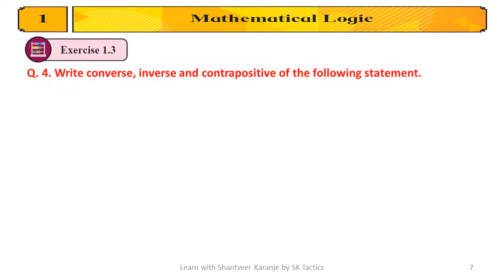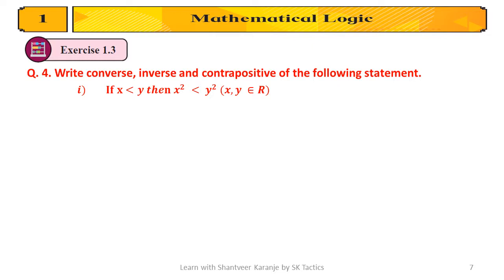Now exercise 1.3 and its question number 4 is on converse, inverse and contrapositive of statements. Write converse, inverse and contrapositive of the following statements. First question is: if a question is asked for converse, inverse and contrapositive, no doubt the question will be in the form of if-then, means implication form. So, if x is less than y, then x square is less than y square, for x and y belongs to real numbers.